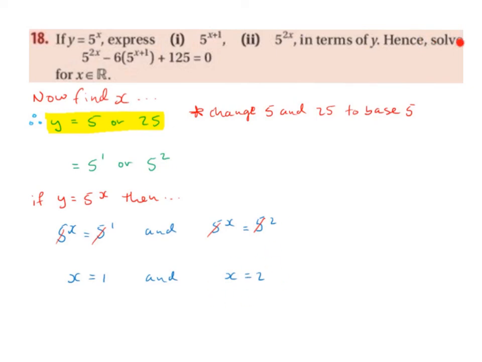So I was asked to solve 5 to the power of 2x minus 6 times 5 to the power of x plus 1 plus 125 equal to 0 for x, and I found x to be equal to 1 and x to be equal to 2.